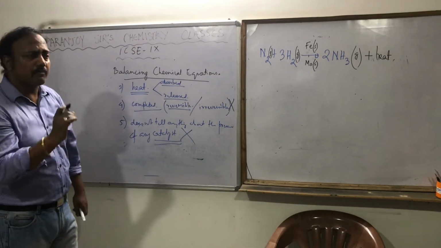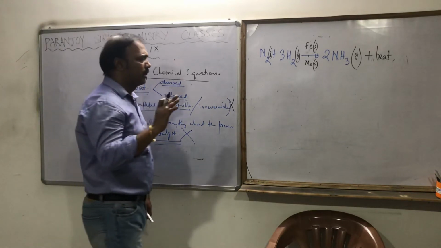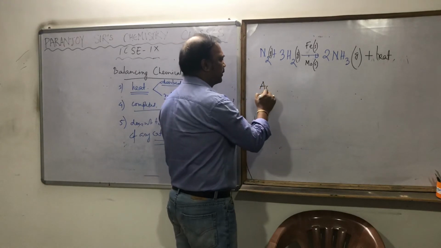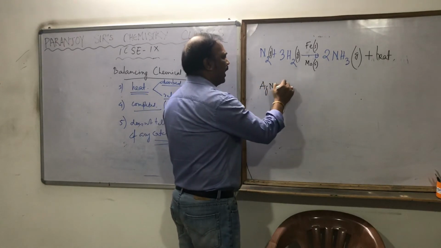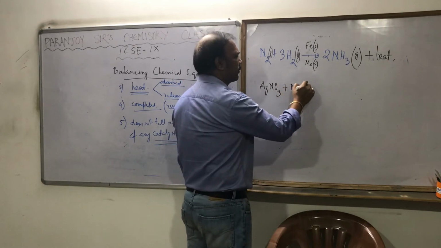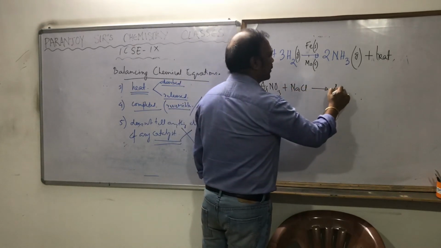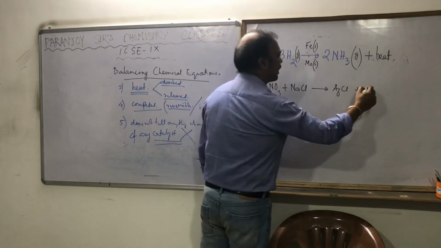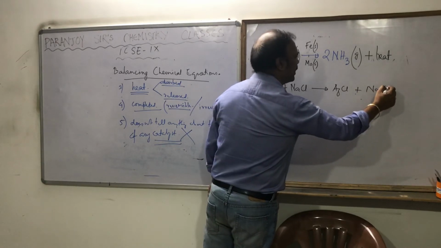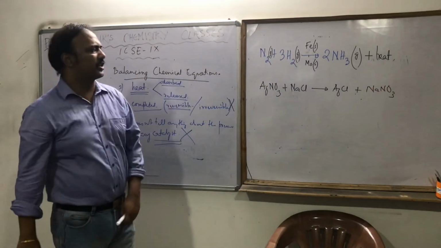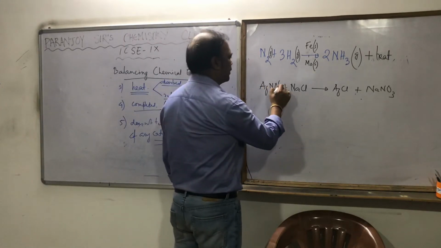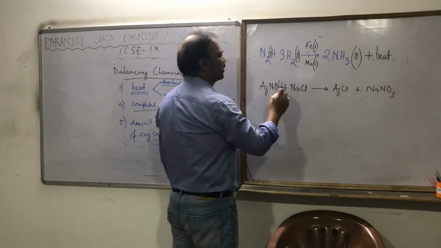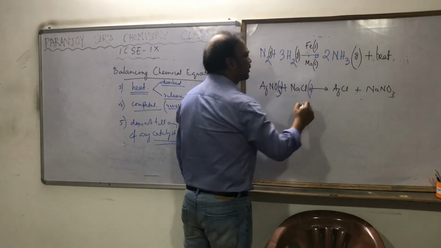Now one more point I should tell you. I'm just writing 2 more reactions and telling you again. Suppose silver nitrate and sodium chloride are reacting, producing silver chloride and sodium nitrate. Now let us write down the states. Silver nitrate is aqueous. I'm writing in the other color. Silver nitrate is aqueous. Sodium chloride we had also taken as aqueous solution.